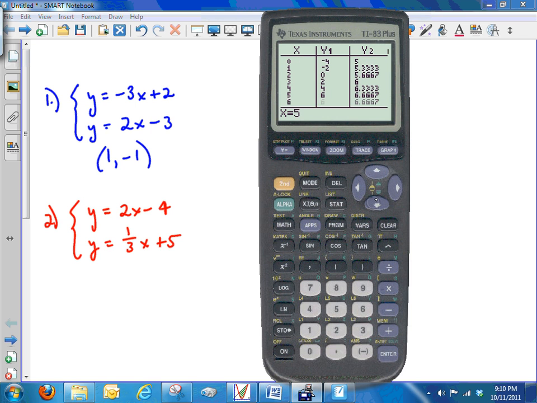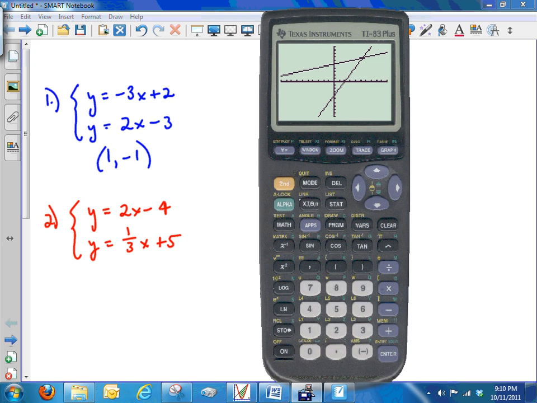Alright, I go down to 5, and I'm hoping for a match on the y columns for x equals 5. And although the two values are close, they are not the same. 6 and 6.66, 6 2/3, not the same. And I look in the vicinity, I don't see anything that's exactly the same. So that means they don't intersect at an integer ordered pair.